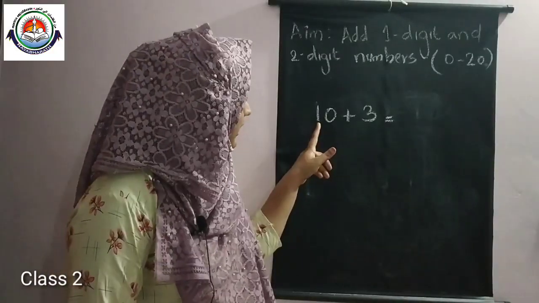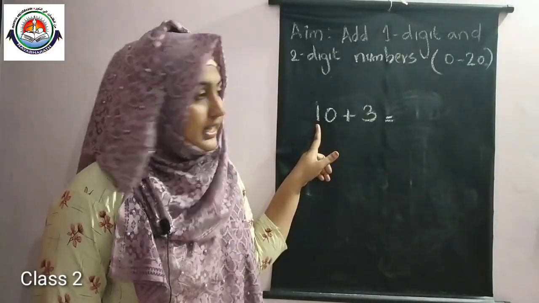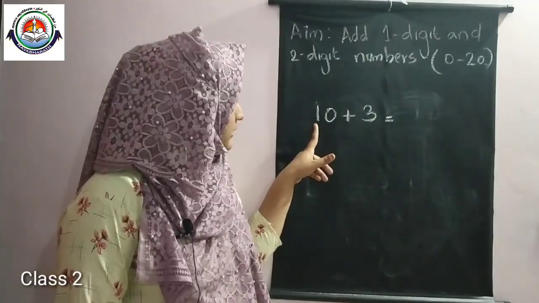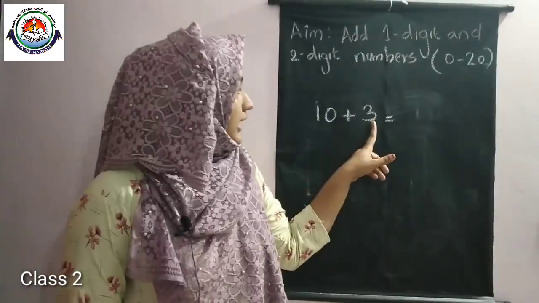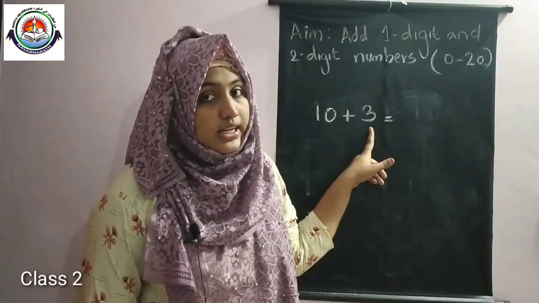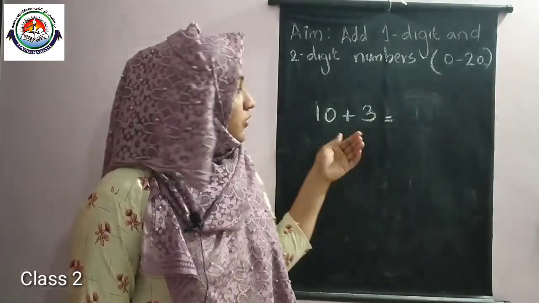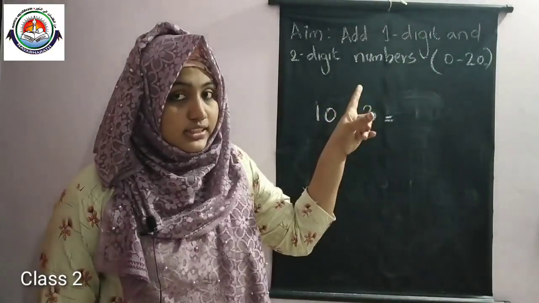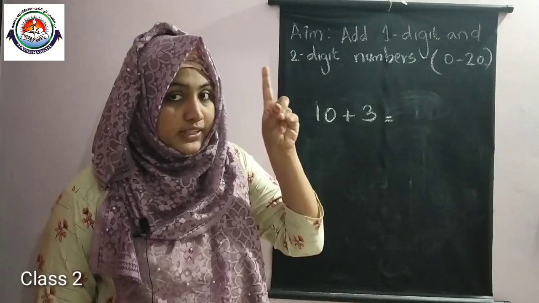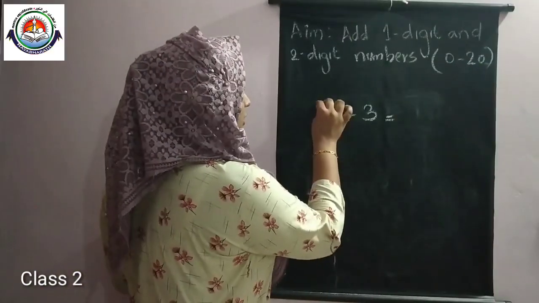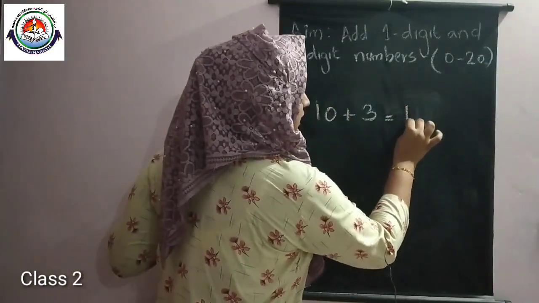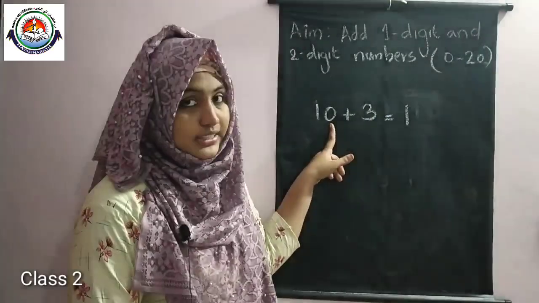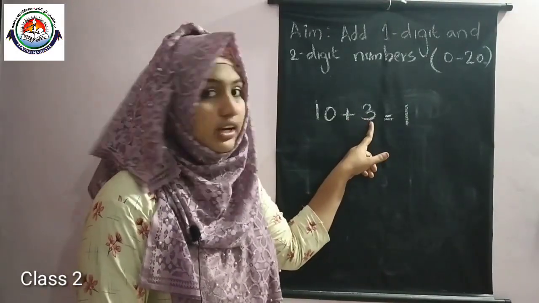So here I can see the tens place and ones place. So in number 10 we can see the tens place and ones place. And in number 3 we can see only ones place. So when we add 10 plus 3 we can write the first tens place. Okay, so here only 1. So we can write number 1 in tens place. Then in ones place 0 and here 3.